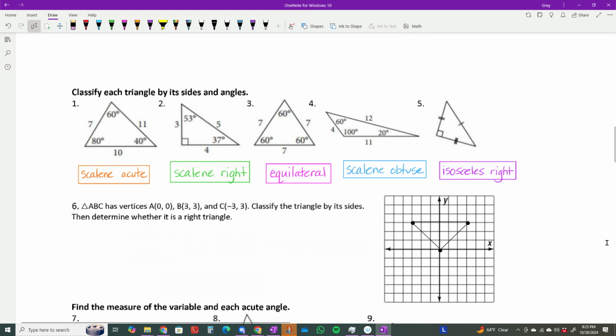All right, number 6. Triangle ABC has vertices of 0, 0. That's down here. This is A. B is 3, 3.